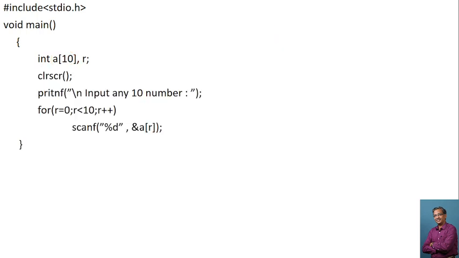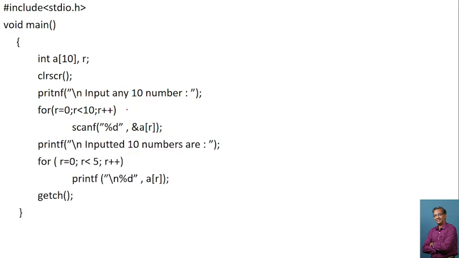To read the data we can use the for loop like this: r equal to 0, r is less than 10, r plus plus, and I am trying to read the data for the array. Only a single statement is used to indicate that I want to read 10 numbers. So if you want to read an array, process an array, or display an array, the most important part is that we have to mention the index, and for this index we have to use a for loop. Similarly, if we want to print it, then here we are printing the array.